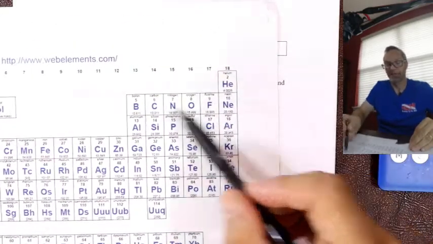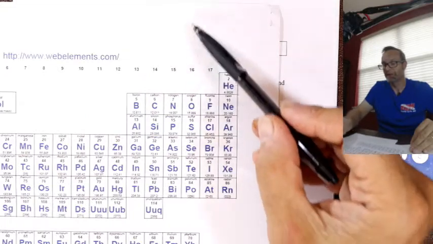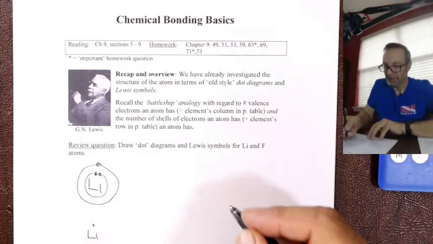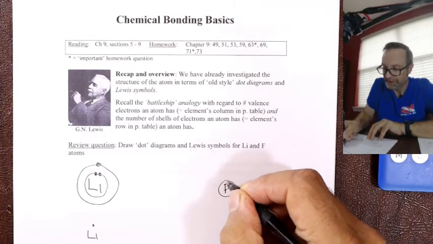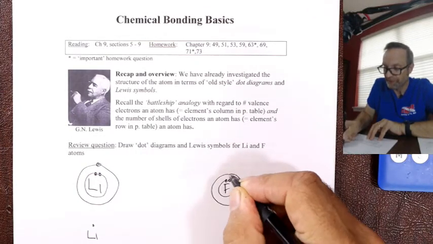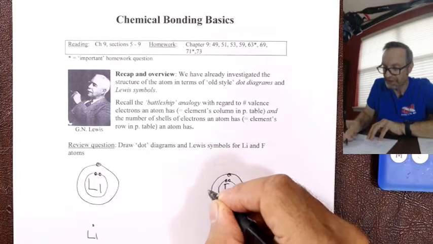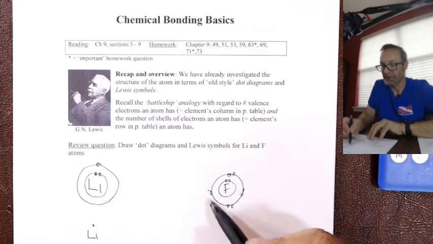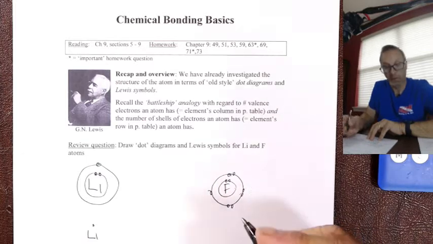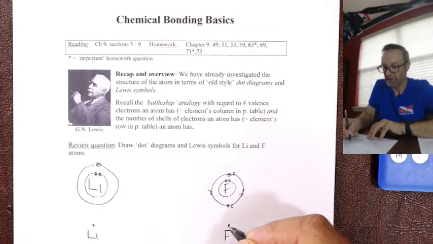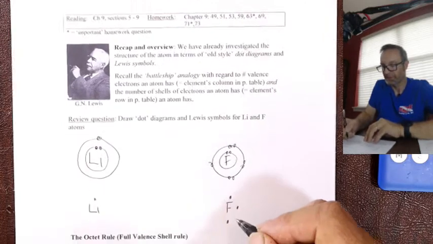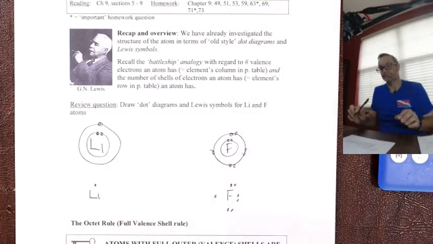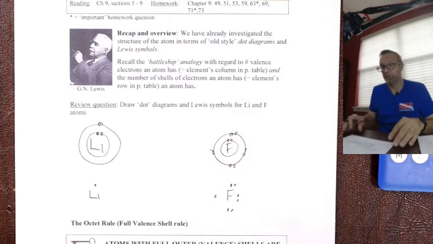Element number 9, so it's row 2, column 7. So fluorine, 9 electrons, 1, 2, 3, 4, 5, 6, 7, 8, 9. Row 2, 2 layers, 7 on the outside, column 7. For the Lewis structure of fluorine, of course, we use just the outside electrons. There we go. Fantastic. So hopefully that's a nice review for you.